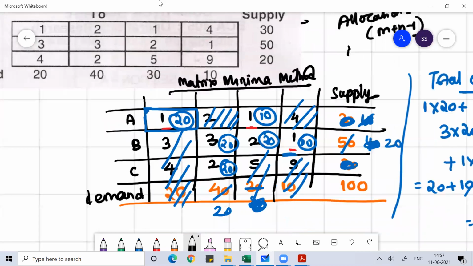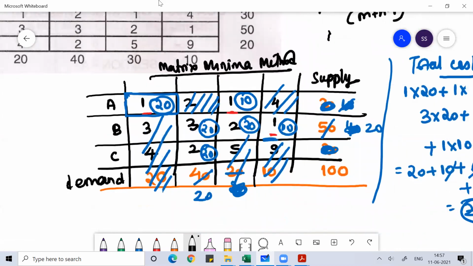Please ask me. Same way we did the northwest corner method, we are doing this matrix minimum method. In the matrix minimum method, we picked the smallest cell, did the allocation on that, then picked the next smallest cell. If you have one or two cells having the same value, you can randomly pick any cell out of them because you cannot assign any rule for them. That's why the matrix minimum method is not an ideal method.